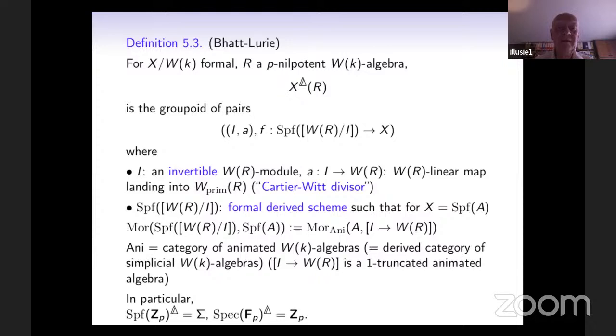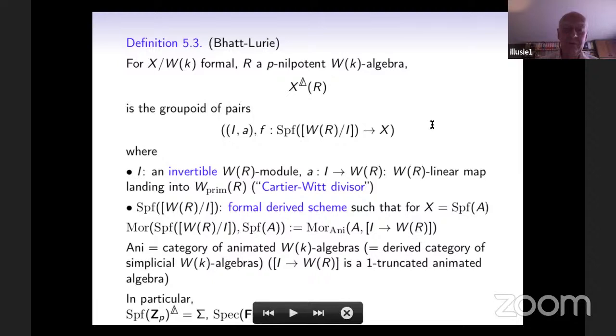And this is the definition of X Nabla of R, the pairs of this sort of Cartier-Witt divisor together with a map from this quotient, it's a quotient stack somehow, W(R) mod I to X. So then it's not so trivial to unravel what it means, even in the simplest cases. If you take X equal to F_p, then you get Z_p. If you take X equal to Spf Z_p, spec formal Z_p, then you get Sigma, the Drinfeld stack, of course.